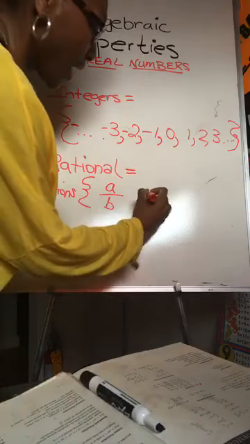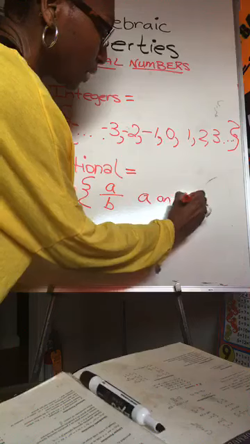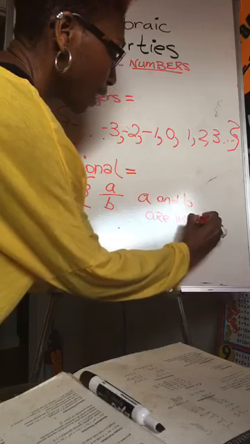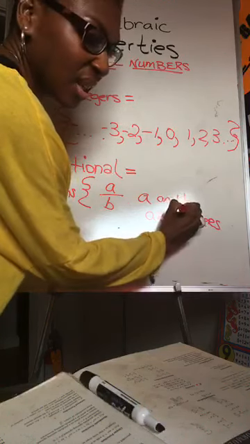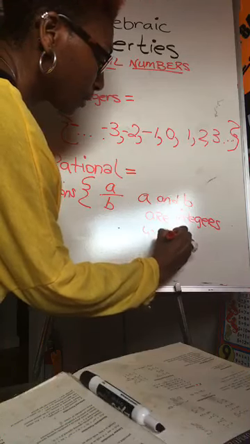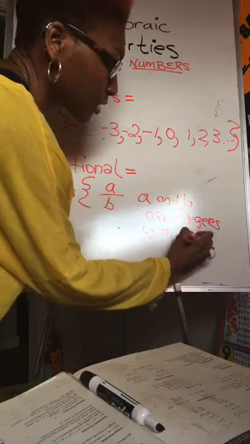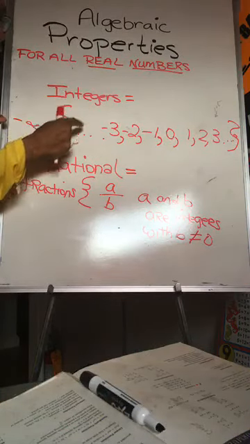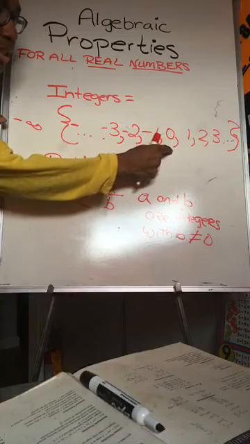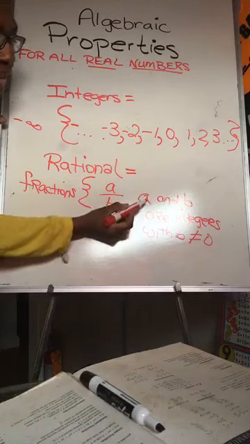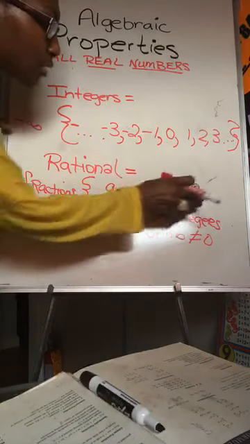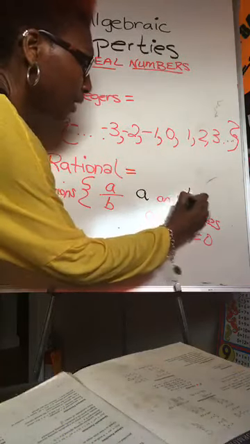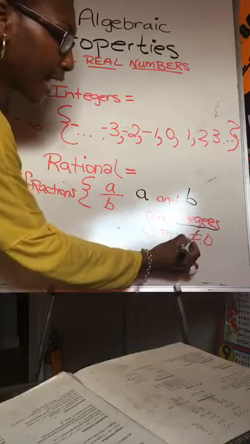And A and B are integers, with B cannot equal to 0. A and B are integers. So what are integers? Integers can be negative numbers, including 0, plus your positive numbers. So that means A, and I'm going to write this in a different color so we can see this. A and B are integers, and B cannot equal to 0.